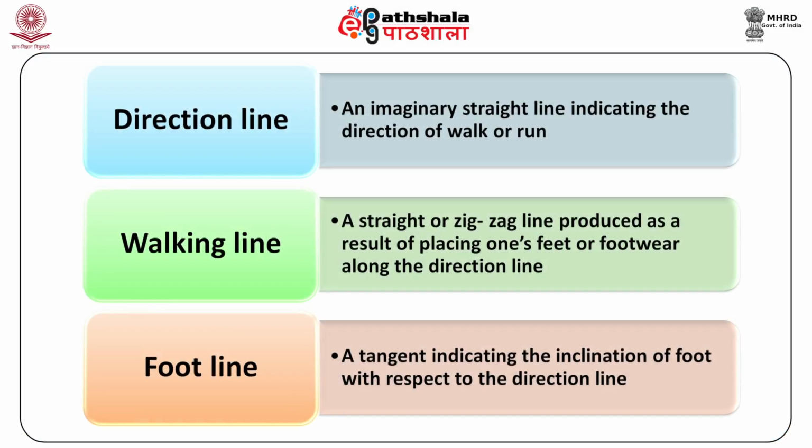Analysis of walking pattern or gait pattern is an important aspect of track marks which has great application in crime investigation. It consists of a series of footprints or footwear impressions made by a person while walking or running and is highly individualistic, and results obtained are reproducible, thereby qualifying as one of the important forensic evidence. It includes the direction line, the walking line, the foot angle, the principal angle, the step length and the step width, etc. Next is the direction line, an imaginary straight line indicating the direction of walk or run. Next is the walking line, a straight or zigzag line produced as a result of placing one's feet or footwear along the direction line.